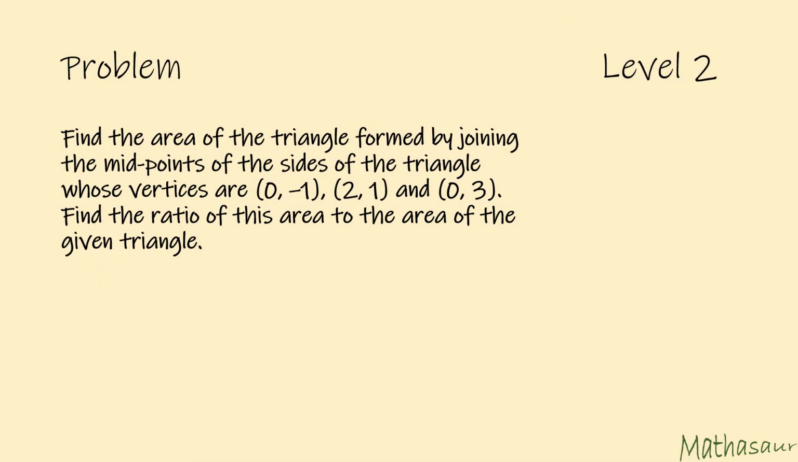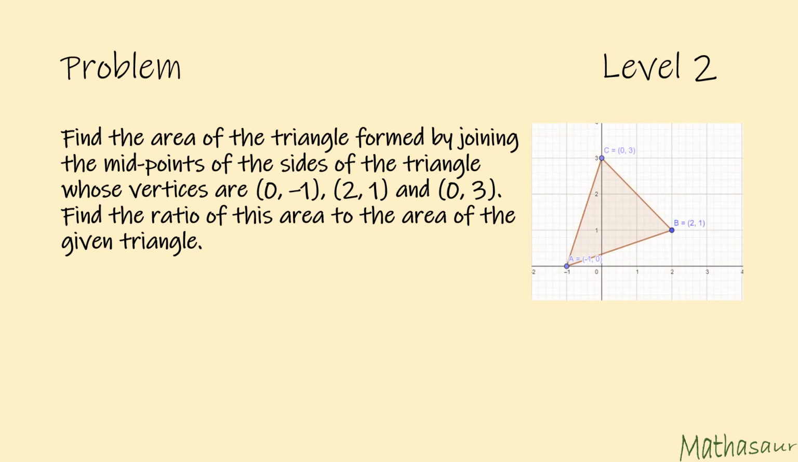Let us look at another problem. Find the area of the triangle formed by joining the midpoints of the sides of the triangle whose vertices are 0, -1, 2, 1 and 0, 3. Find the ratio of this area to the area of the given triangle. Alright, let us draw the triangle first. Now here we are drawing accurate images, but you may draw a rough sketch.